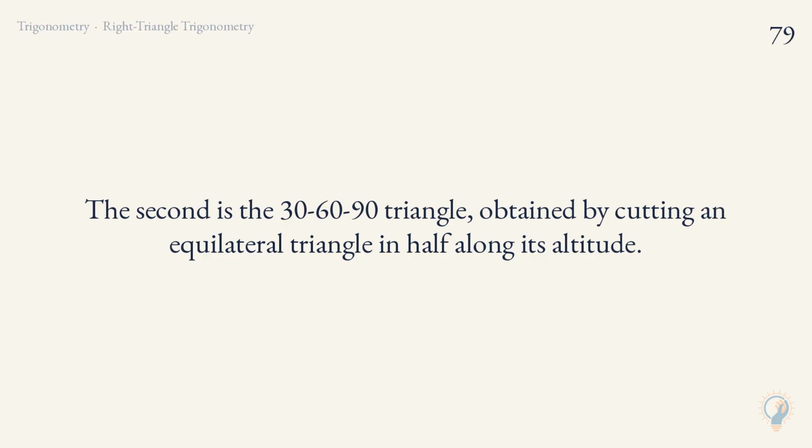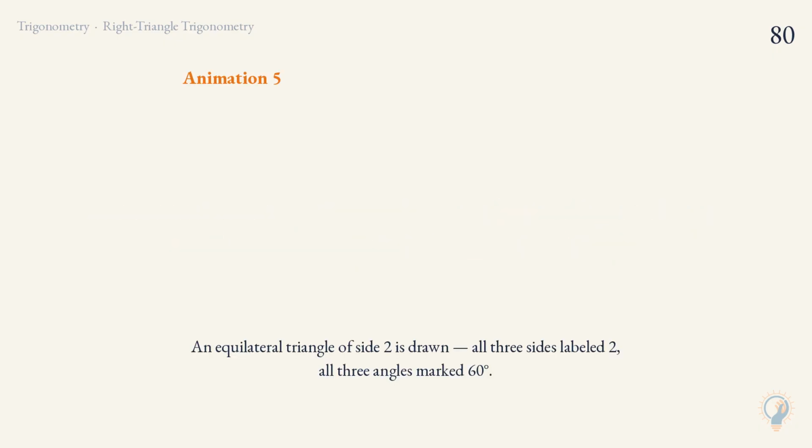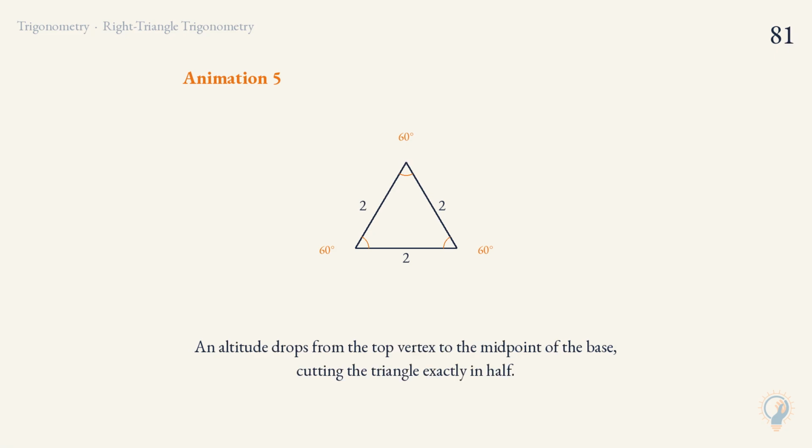The second is the 30-60-90 triangle, obtained by cutting an equilateral triangle in half along its altitude. Animation 5. An equilateral triangle of side 2 is drawn. All three sides labeled 2, all three angles marked 60 degrees. An altitude drops from the top vertex to the midpoint of the base, cutting the triangle exactly in half.